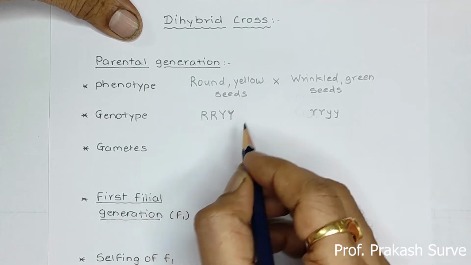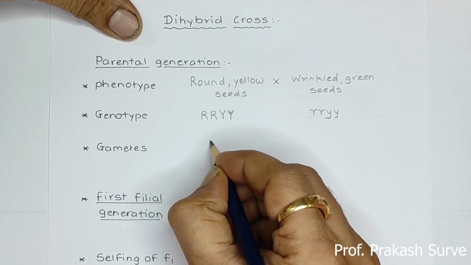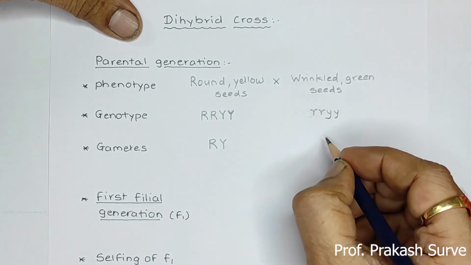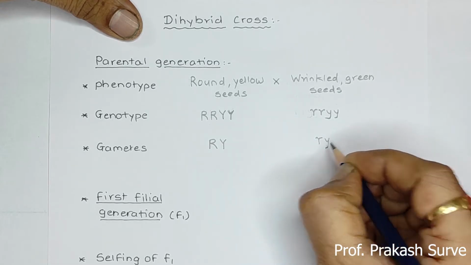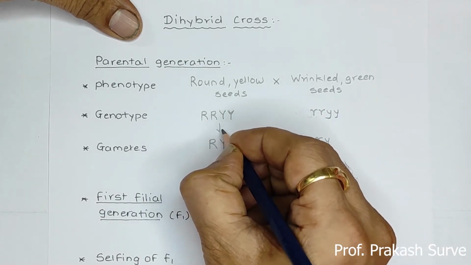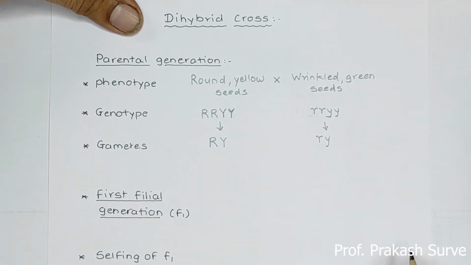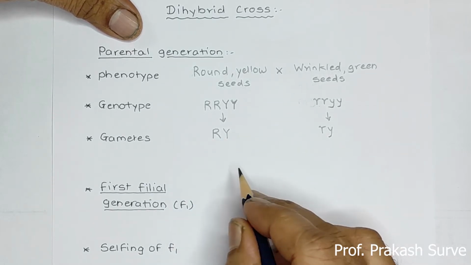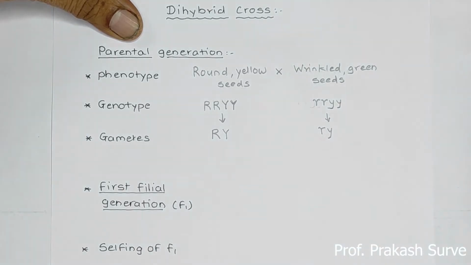Now the gametes. This is the diploid, so we get the haploid gametes. The haploid gametes are one capital R and capital Y. Here also, in the same way, one small r and a small y. From this we got the gametes, which are the haploid ones. Now what we have to do is the selfing. So which one did we get? After this we got the first one.